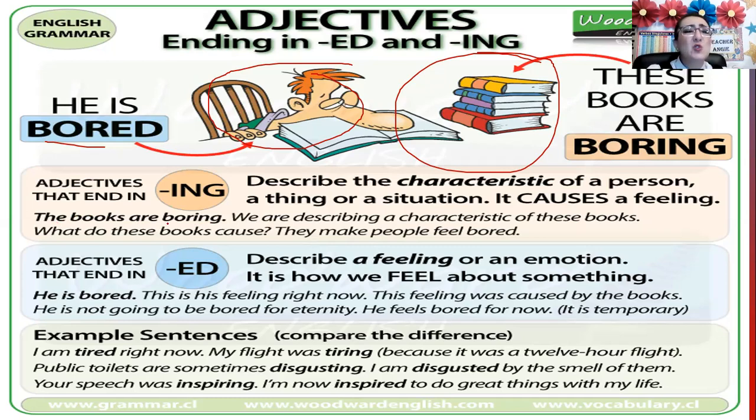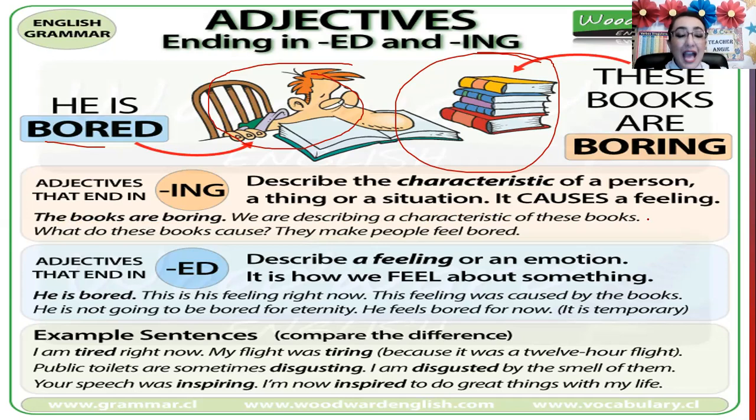Los libros son aburridos. What are we describing? We are describing the characteristics of the book. Estamos describiendo la característica de estos libros. What do these books cause? They make people feel bored. ¿Qué causan estos libros? Hacen que la gente se sienta aburrida.